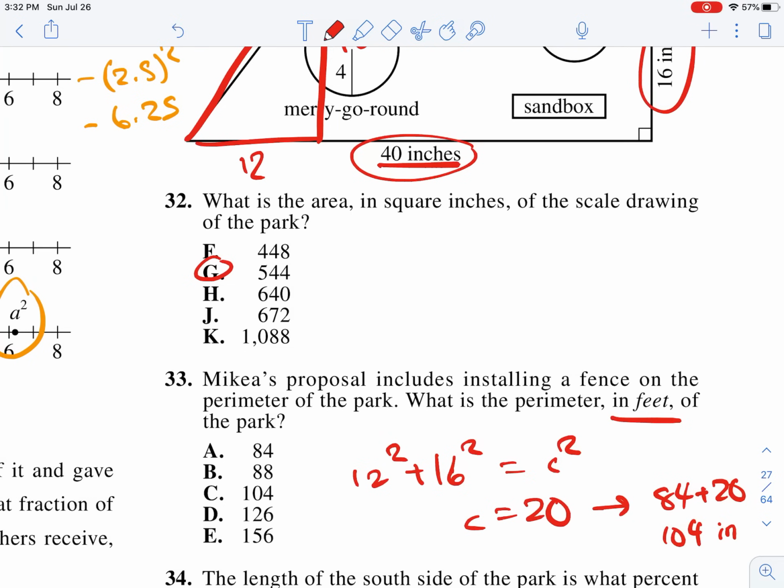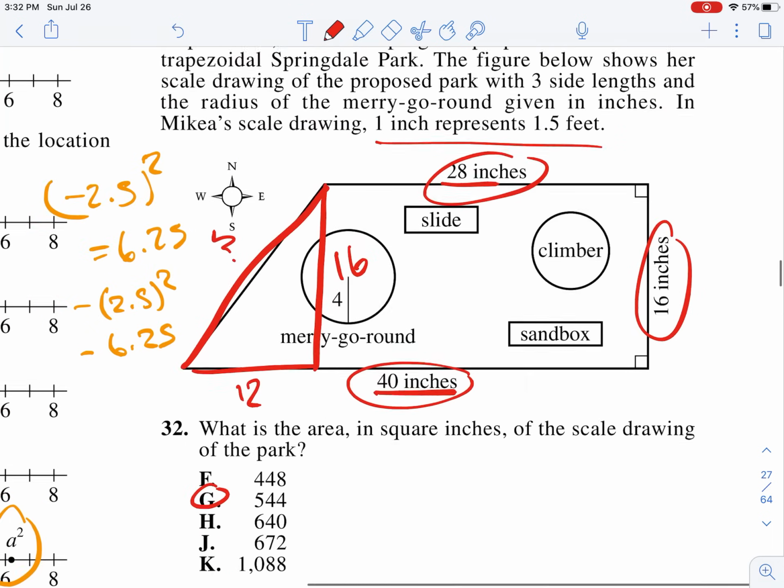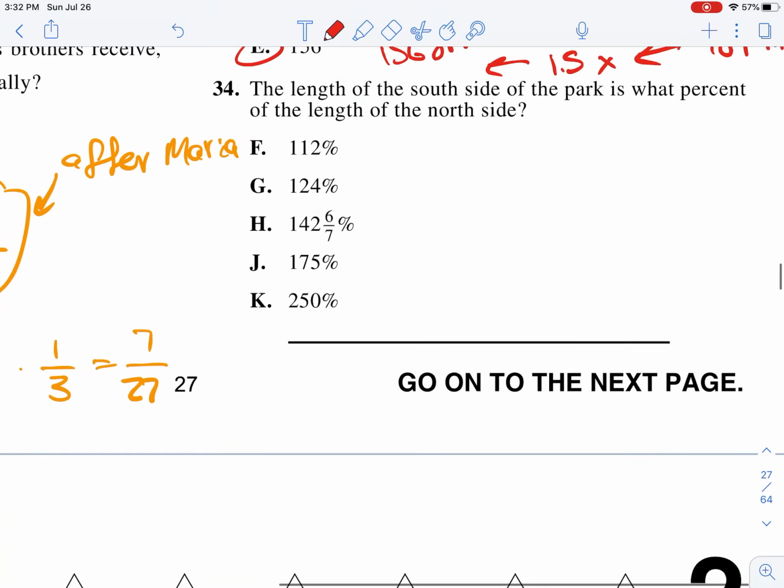This is inches. Now you have to multiply this by 1.5 to get your answer of E. 33 is E, which is 156. That's feet. Because remember the scale drawing. This is why I brought this up.